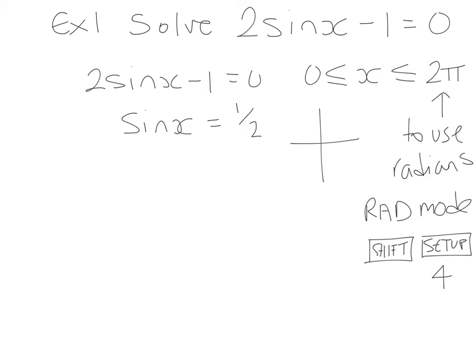We need to use quadrants 1 and 2 then, because sine is positive in the all quadrant, the first quadrant, and the sine quadrant, the second quadrant. We continue on by taking the inverse sine. Remember that was our shift sine button. So the inverse sine of a half gives us pi over 6, which is equivalent to 30 degrees.